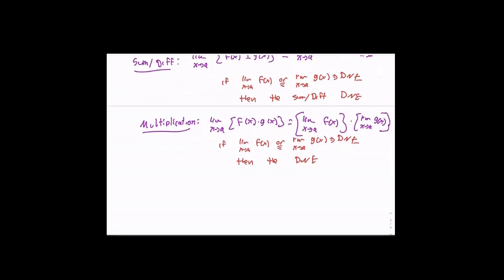Now, in the problem for Delta Math, you got two graphs. So you find the limit for f at that point. You find the limit for g at that point. And if both values do exist, then you multiply your answer.